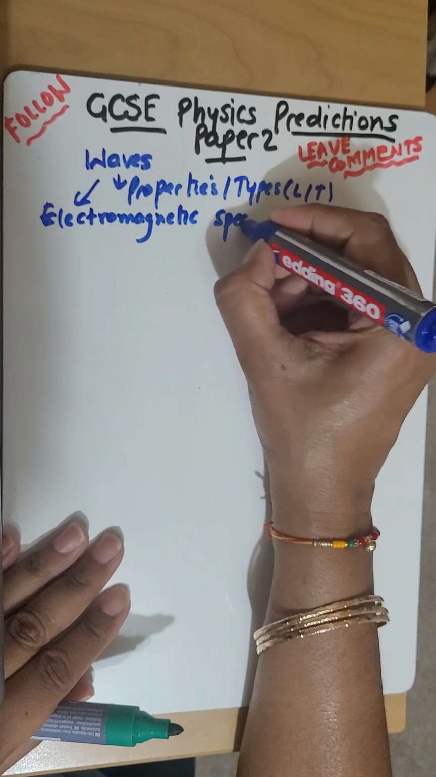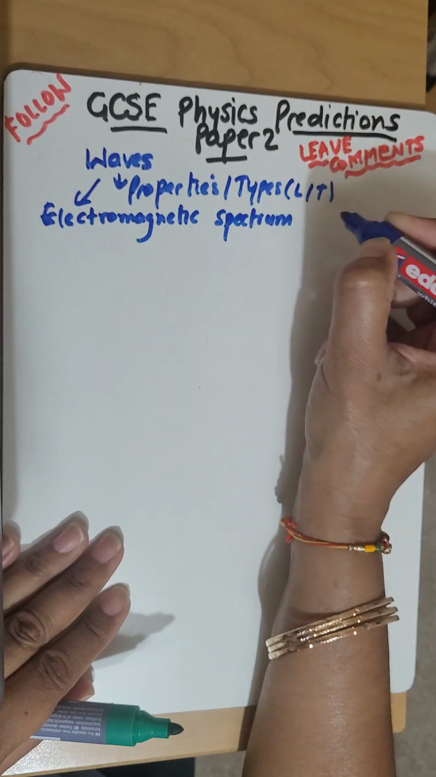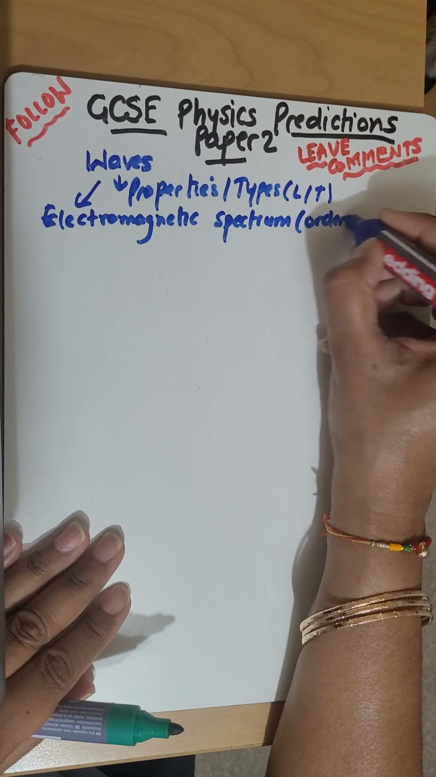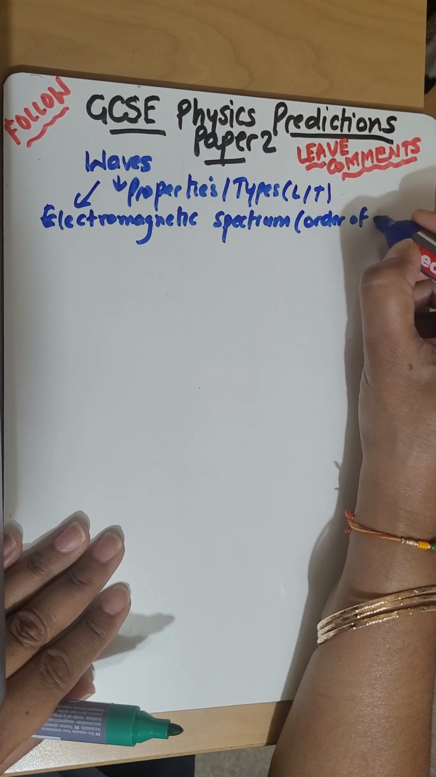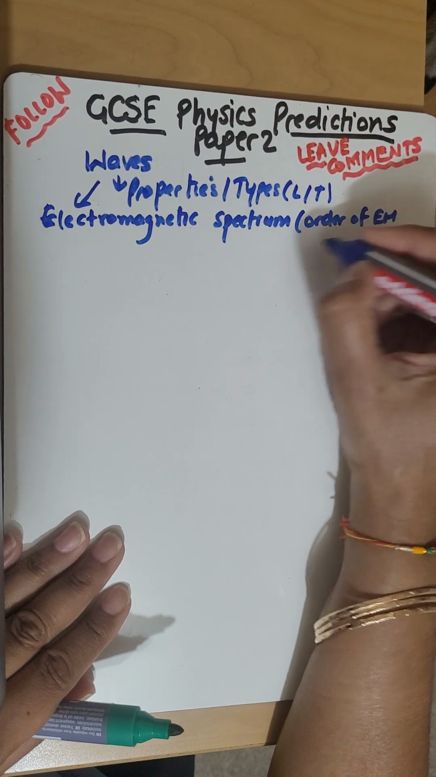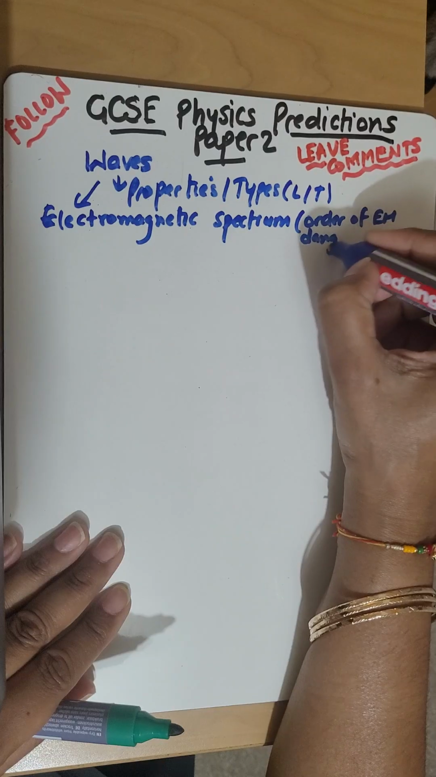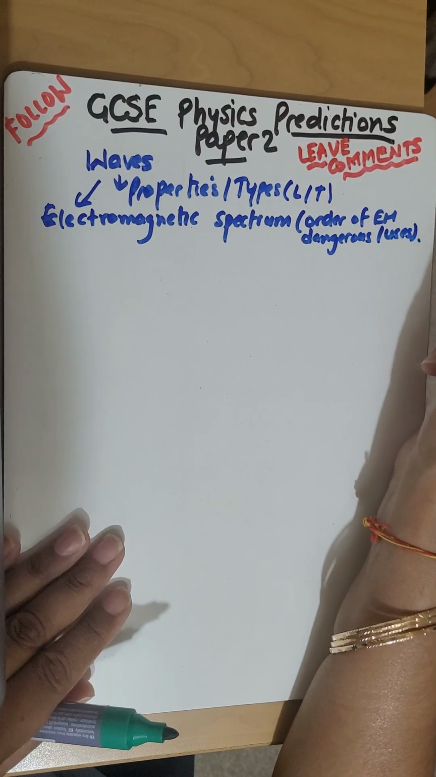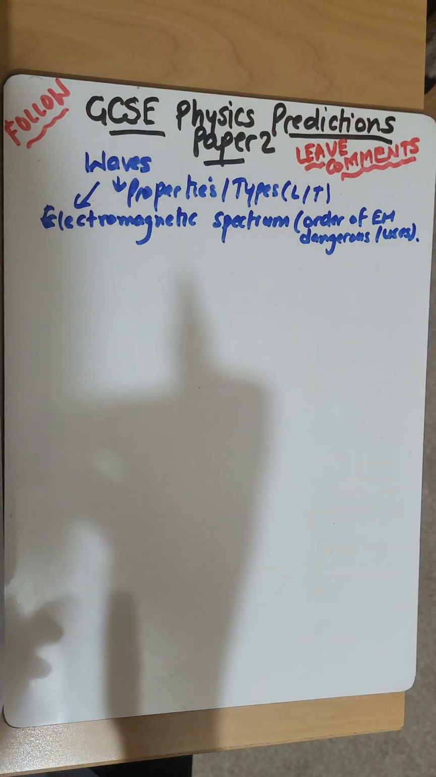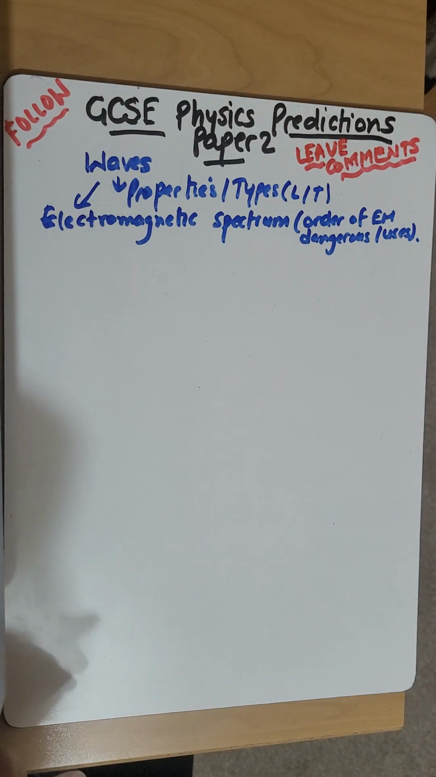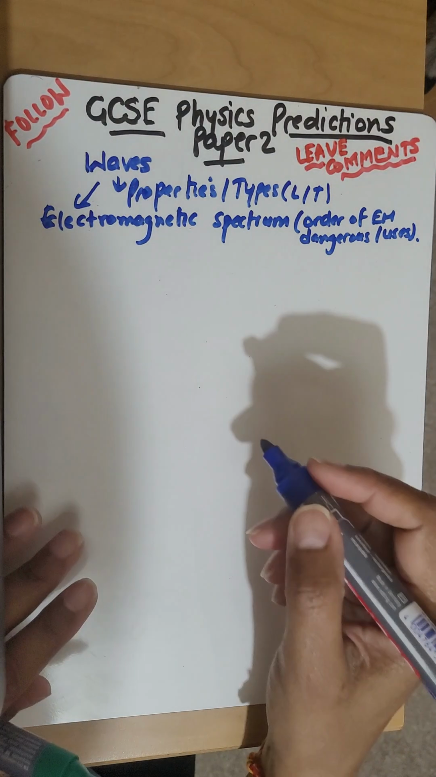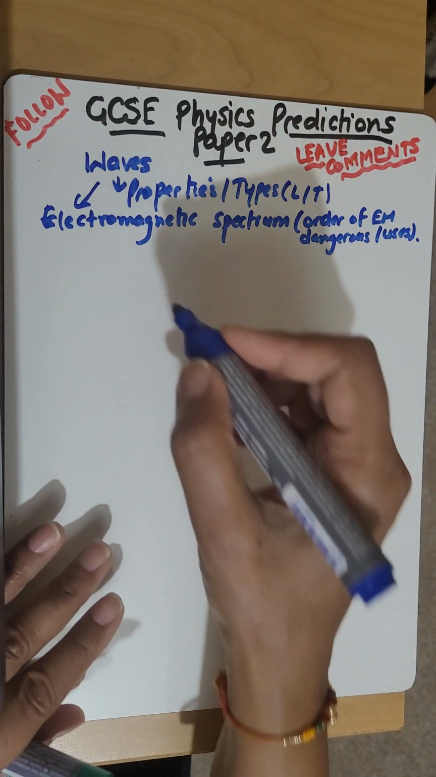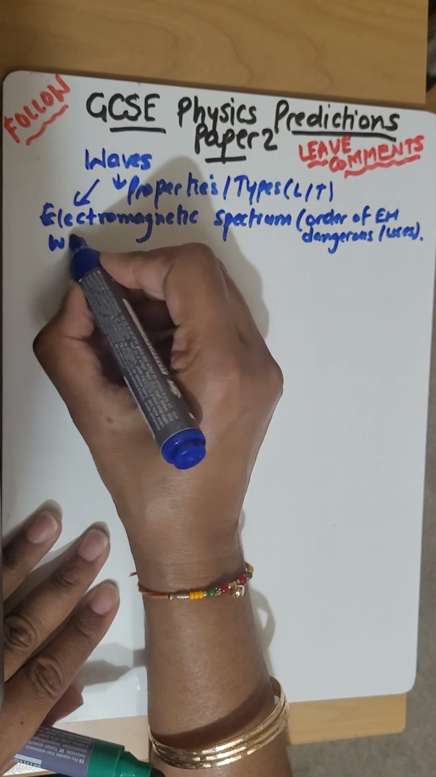Now, in terms of the electromagnetic spectrum, it's a really big topic. You're going to need the order of the spectrum, dangers, and uses of the spectrum. In danger is normally the X-rays, UV, and gamma radiation on the other side of the spectrum. And then we've got the calculation that is linked.